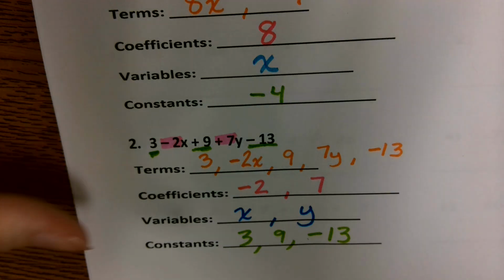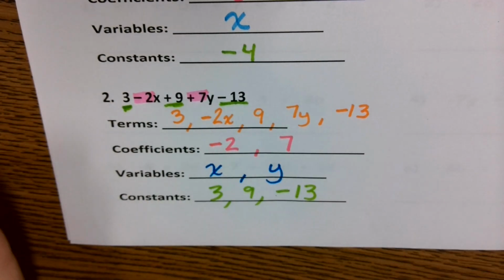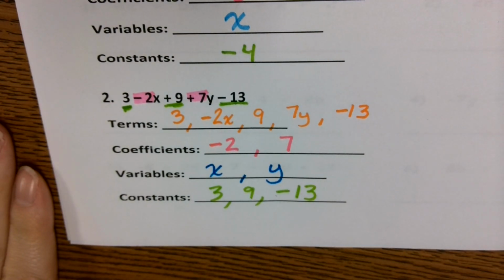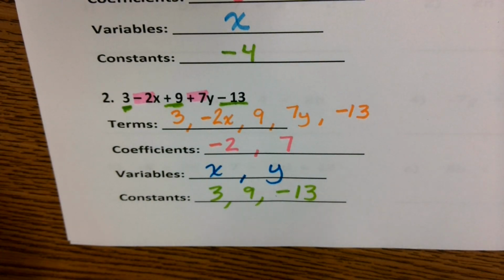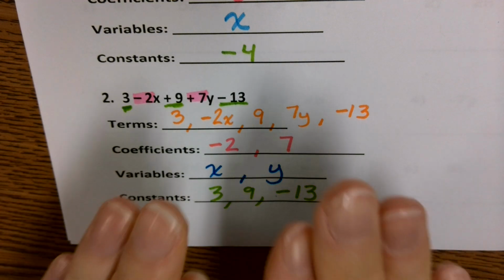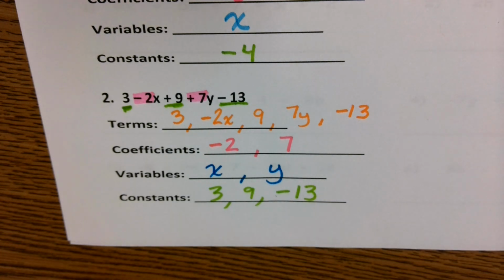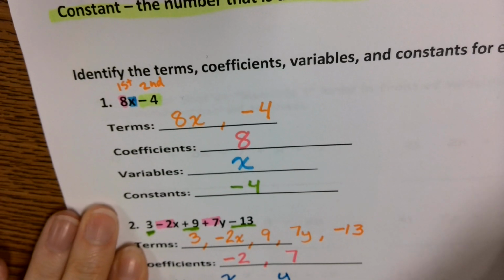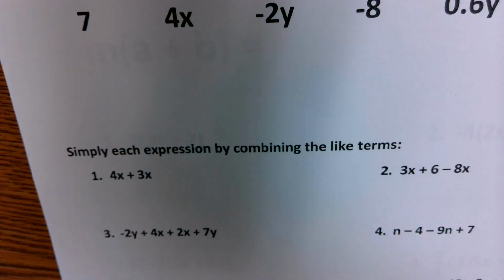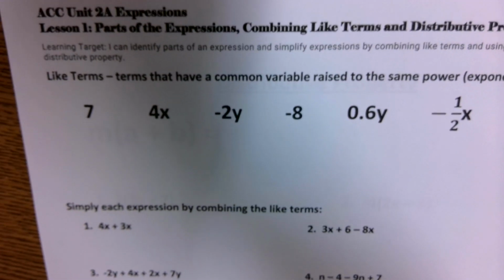All right. Any questions about this? Again, it's vital that you understand the positive and negative when it goes and attaches itself to a variable or a constant. Because when we get to the next page on the back, we're using those positives and minuses to be able to indicate how to combine like terms.